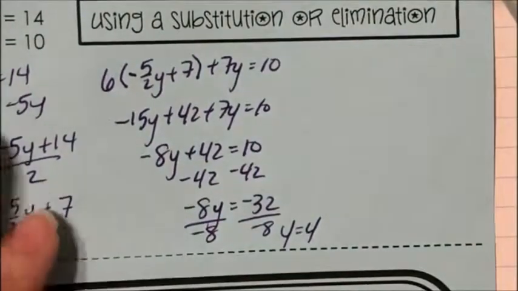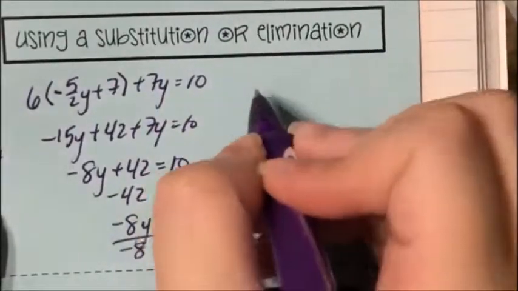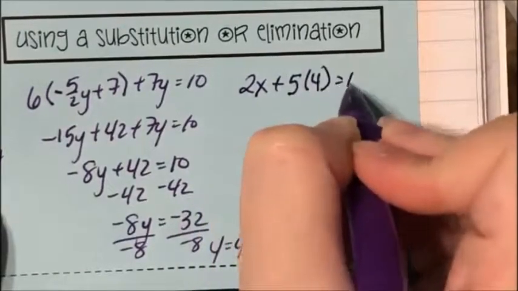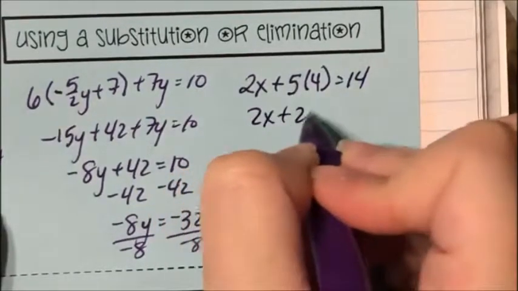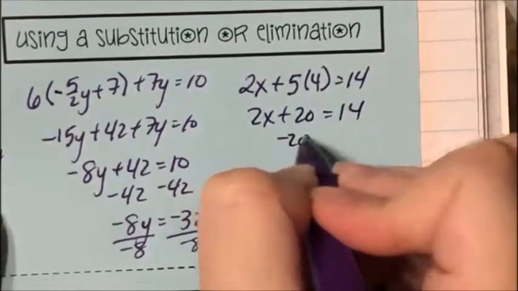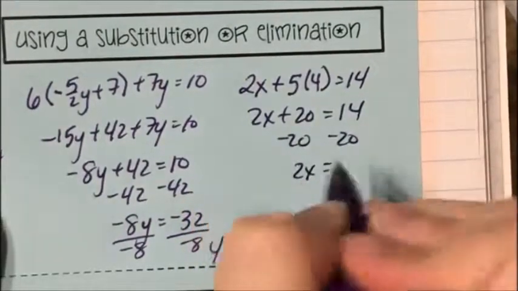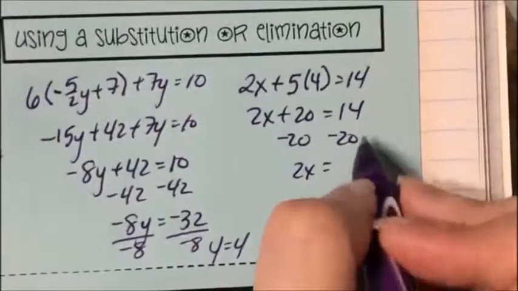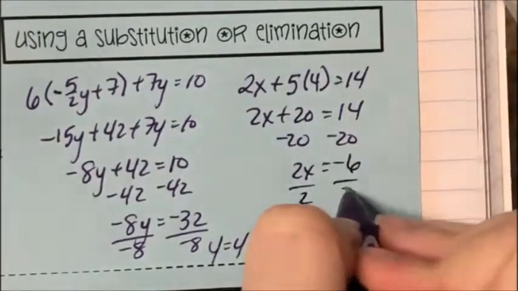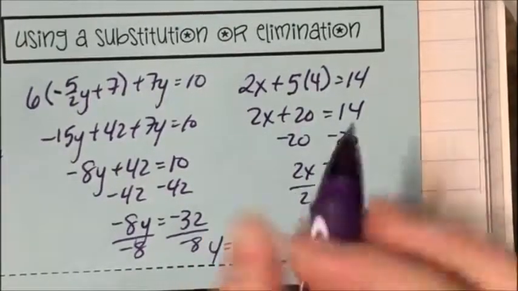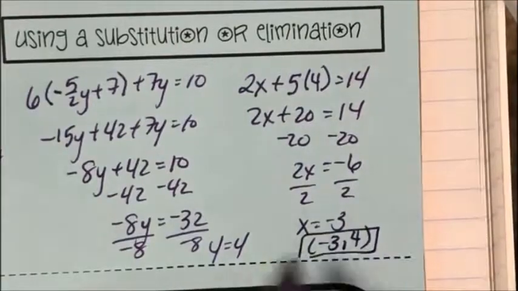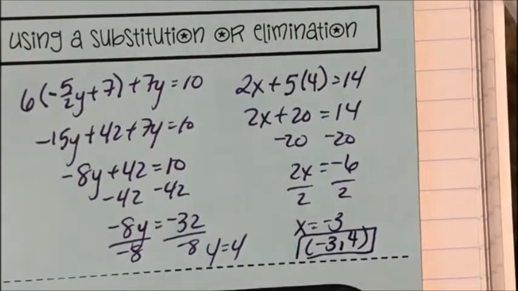Okay, I can take that and plug it back into any of my original equations. We'll plug it back into the first one. So 2x plus 5 times 4 equals 14. So 2x plus 20 equals 14. Subtract 20 from both sides. 14 minus 20 gives me negative 6. Divide by 2. x equals negative 3. So my solution is negative 3 comma 4. Okay. So that does give me one solution.